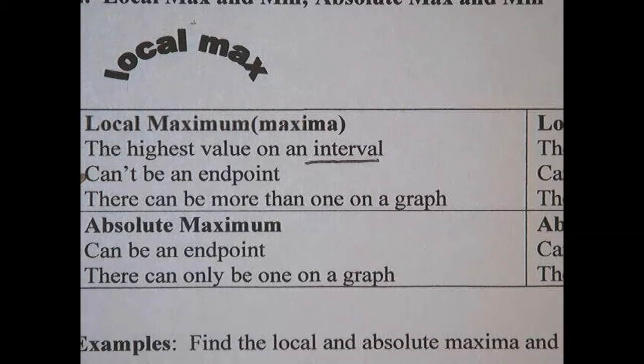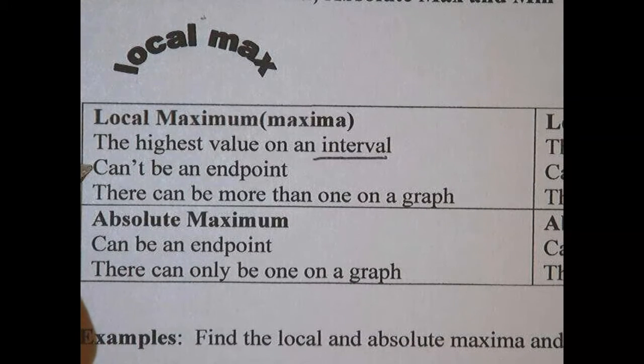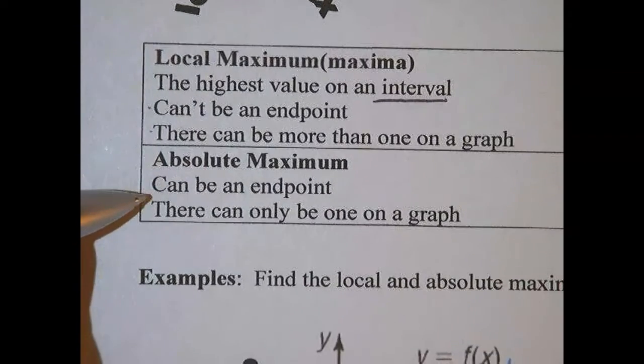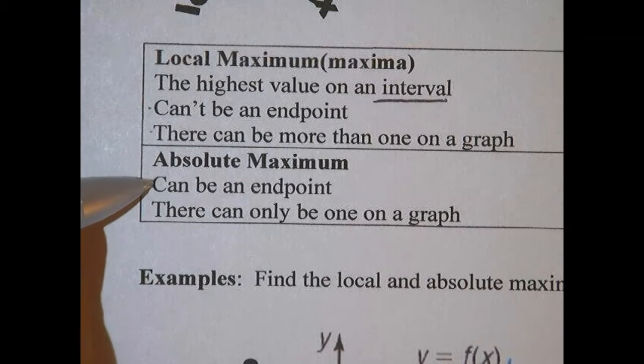For that reason, you cannot have an endpoint be a local maximum, because there's got to be something on both sides of the point. However, there can be more than one local maximum on a graph. Okay, compare that to absolute maximums. Nothing to do with intervals. It's just the highest point on a graph, if you know it.